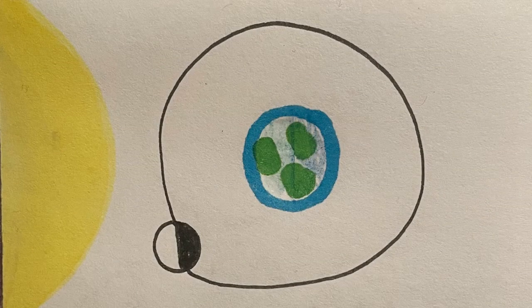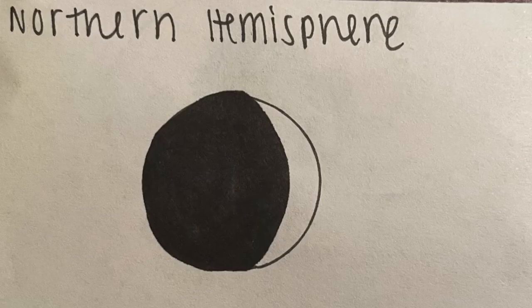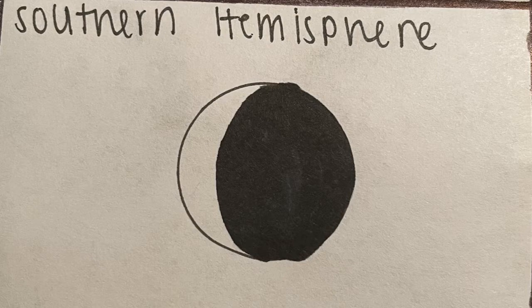On day 3, a waxing crescent is formed. When the bright part of the moon is getting bigger, the moon is waxing. This is a waxing crescent in the northern hemisphere. When the moon is less than half lit, it is called a crescent moon. This is a waxing crescent on the southern hemisphere.